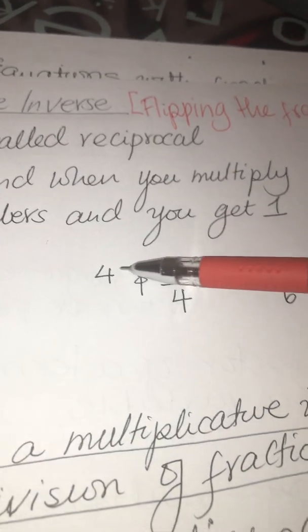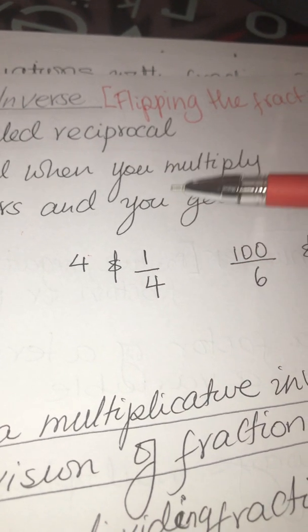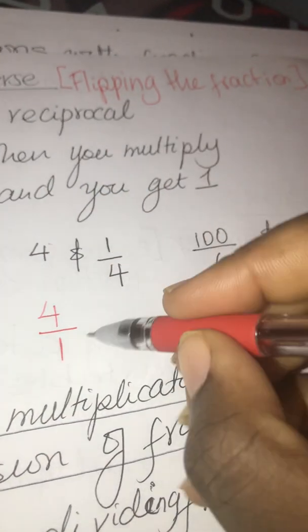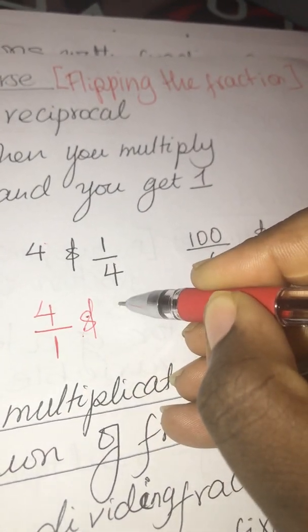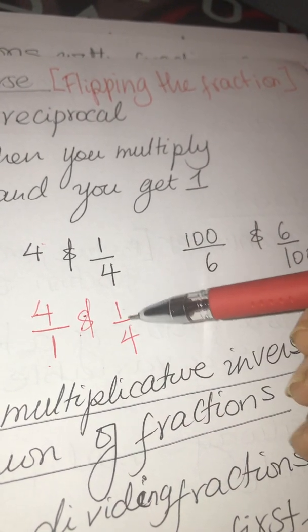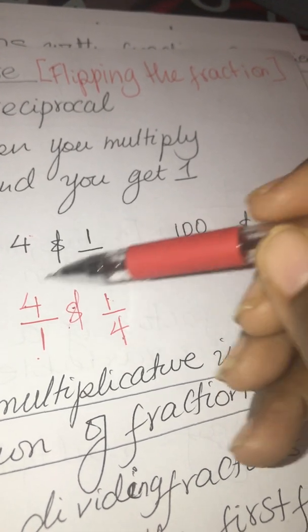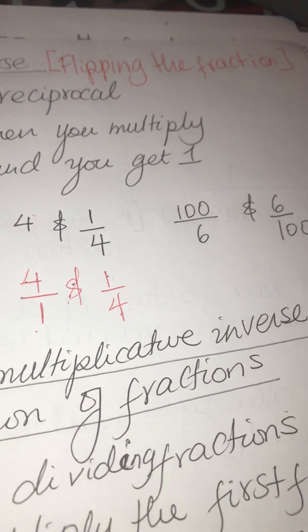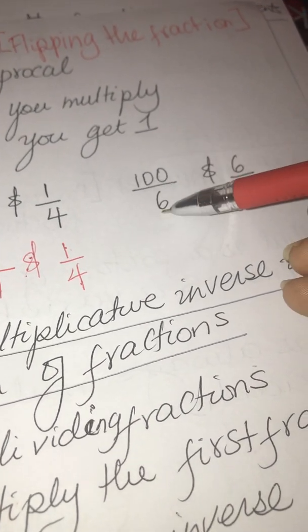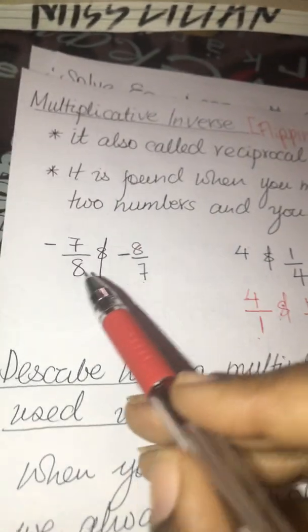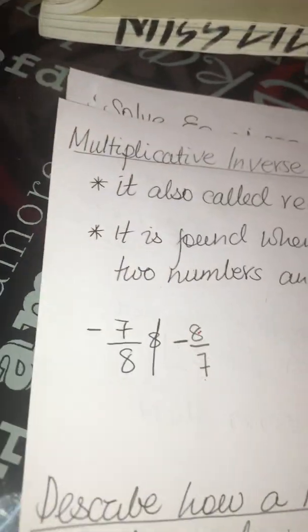So 4, the multiplicative inverse is 1 out of 4. How do I know? All whole numbers are written with 1 at the denominator. So if I want to flip this, it will become 1 out of 4. So 4 over 1 is the multiplicative inverse of 1 over 4, and 1 over 4 is the multiplicative inverse of 4 over 1. The same thing here. I had 100 out of 6. I flipped it. I got 6 out of 100. When I multiply these two numbers, I should get 1.